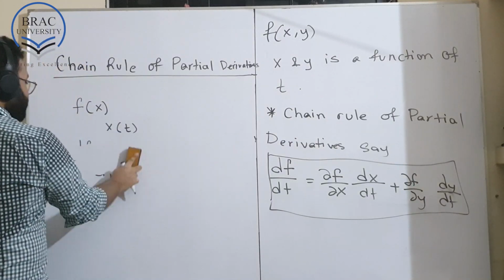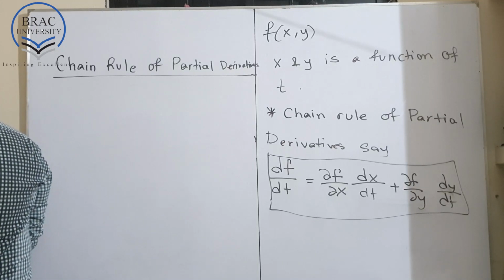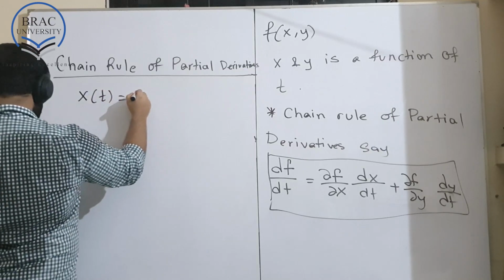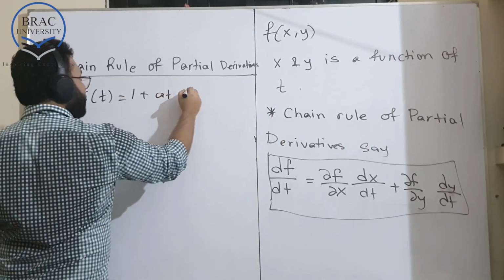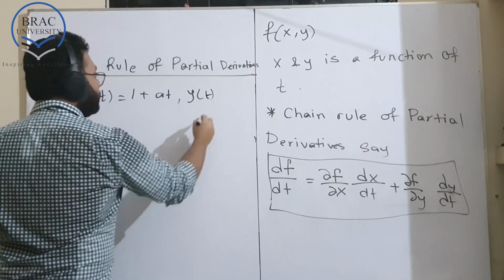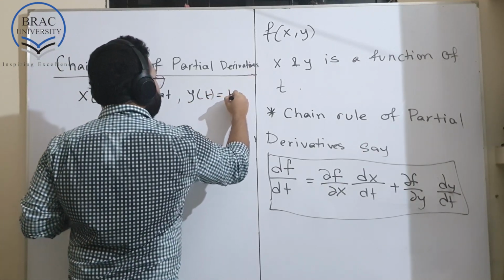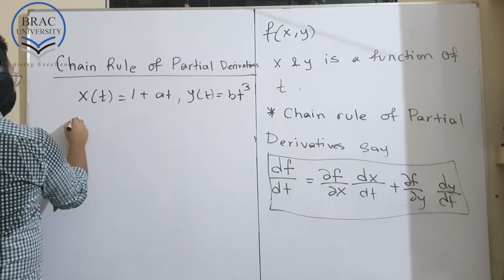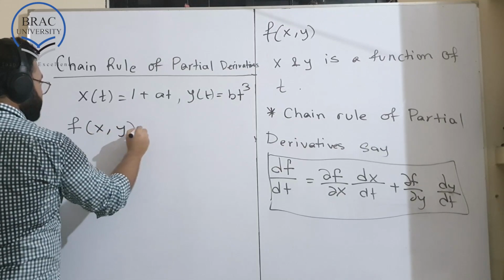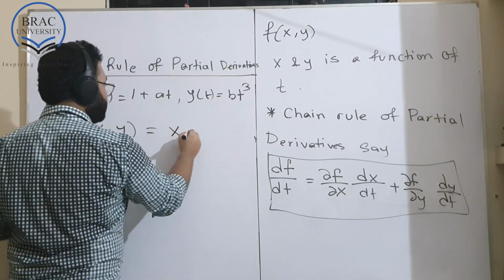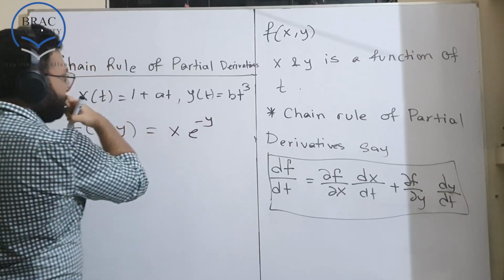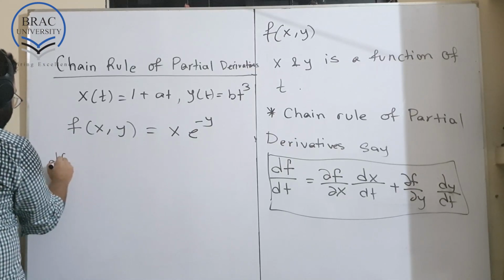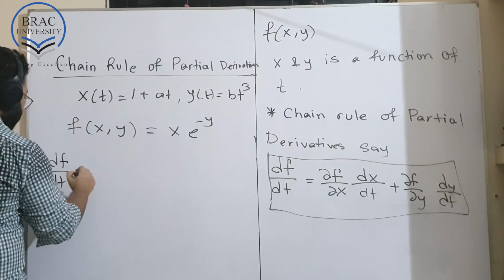So say our x is a function of t, which is 1 plus at, and y is a function of t, which is bt cubed, and the function we are asked to differentiate is f equals x times the exponential of minus y. So what shall we do here?